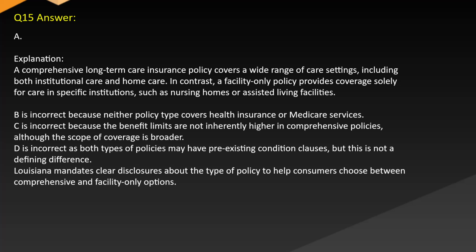or assisted living facilities. B is incorrect because neither policy type covers health insurance or Medicare services. C is incorrect because the benefit limits are not inherently higher in comprehensive policies, although the scope of coverage is broader. D is incorrect as both types of policies may have pre-existing condition clauses, but this is not a defining difference. Louisiana mandates clear disclosures about the type of policy to help consumers choose between comprehensive and facility-only options.